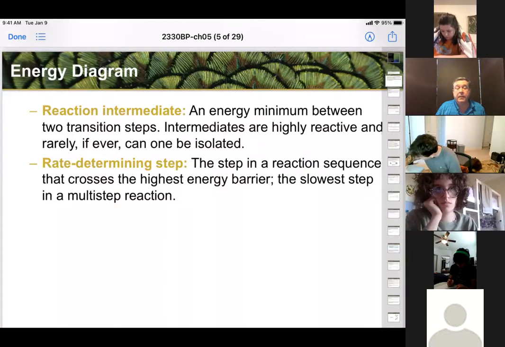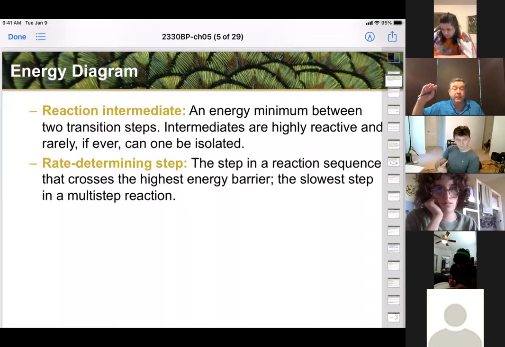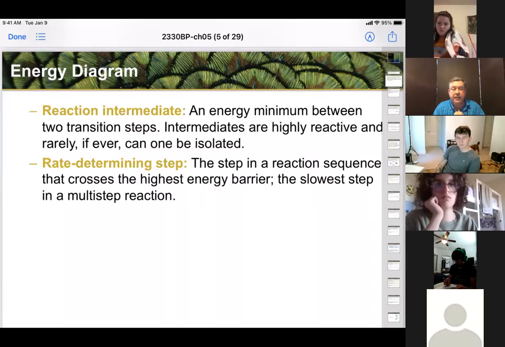The rate determining step is the slowest step in the reaction. And the slowest step in the reaction is always the one with the highest energy barrier. So if your slow step is at the end, your highest energy barrier is at the end. If your slow step is at the beginning, your highest energy barrier is at the beginning.